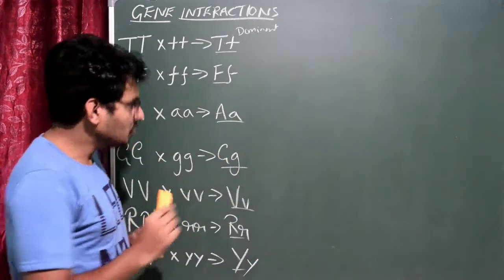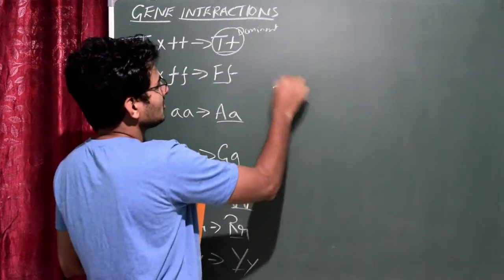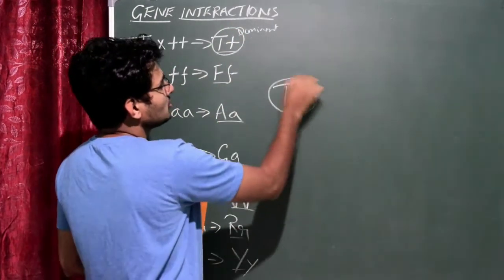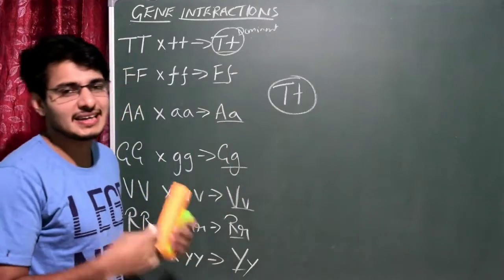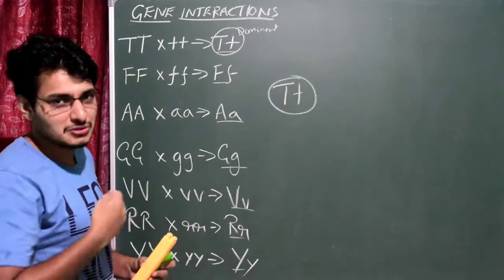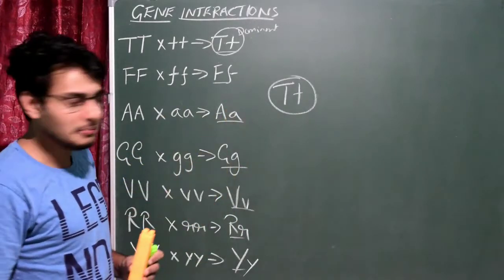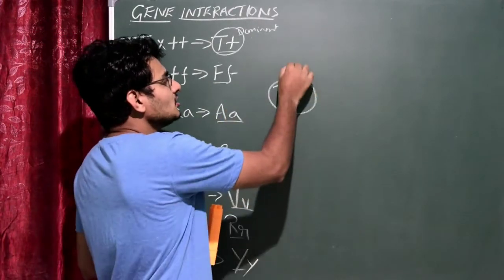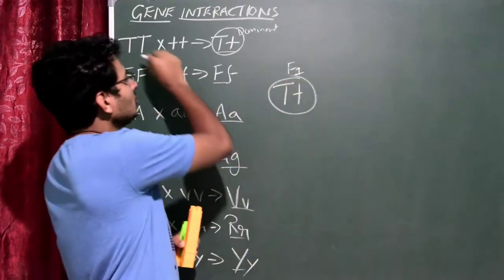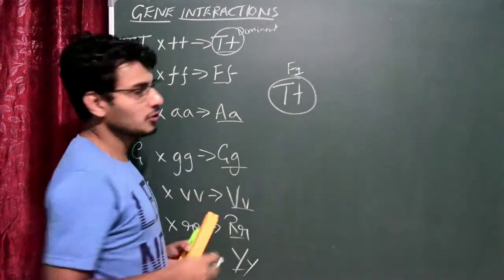Okay, suppose we consider one example. I'm going to take the same capital T, small t, because this particular alphabet or character is familiar. I have been discussing by taking the same example so far, so I'm not going to take any other example. I'll stick to the same. So this is our F1 due to the cross between homozygous tall and homozygous dwarf plant. We got a heterozygous tall plant.